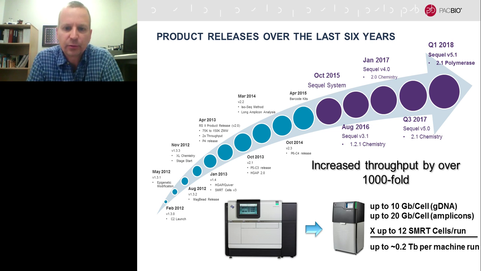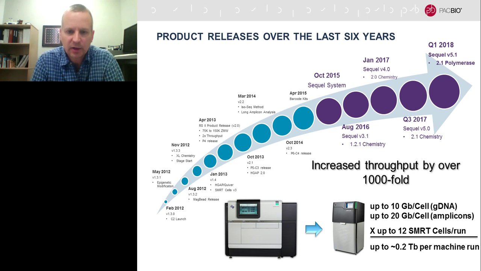With the current throughput per SMRT cell run, you get up to 10 gigabases with the current chemistry for genomic DNA, and if you deal with amplicons, and I have some examples about that, up to 20 gigabases per SMRT cell. The instrument, the Sequel system that you see in the middle on the right bottom, allows you to run at present up to 12 SMRT cells. If you multiply that by 20 gigabases per SMRT cell, that's fairly serious throughput of about 200 gigabases, or 0.2 terabases, per machine run.